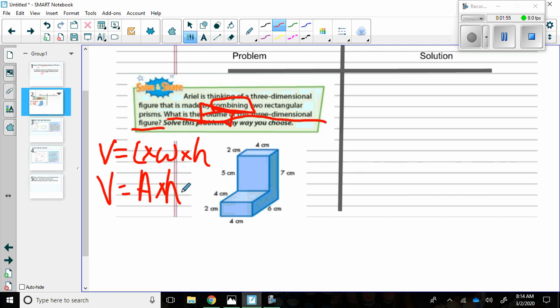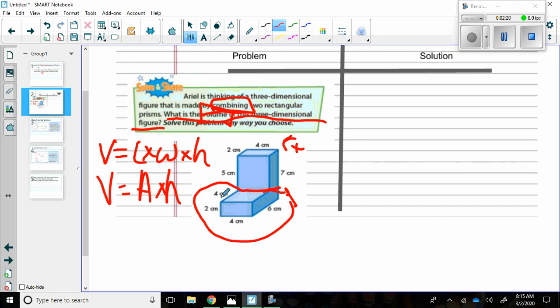So when we look at combining volumes, it's all about how you want to split the shape up. I'm going to split the shape right here. I'm going to be looking at this bottom shape, and I'm going to be looking at this top shape. So I'm going to have to find the volume of both of those boxes and then add them together.